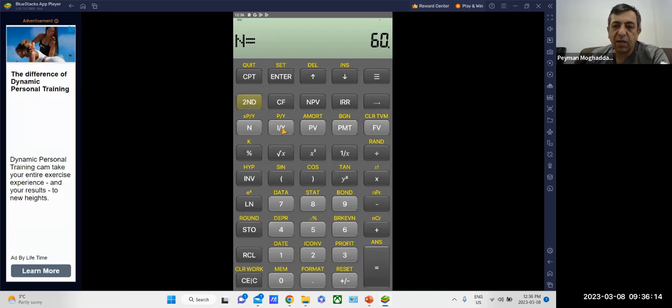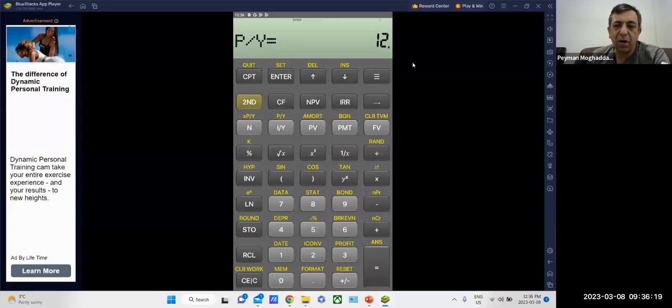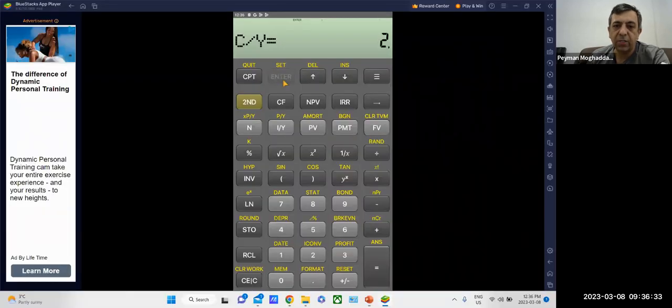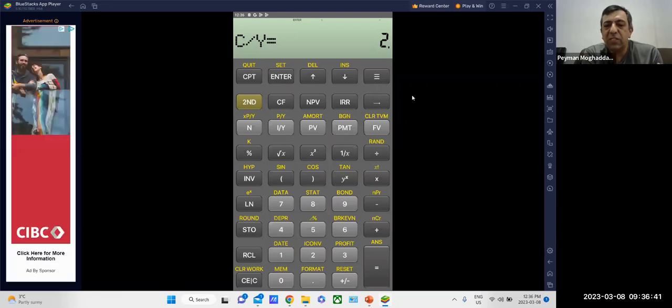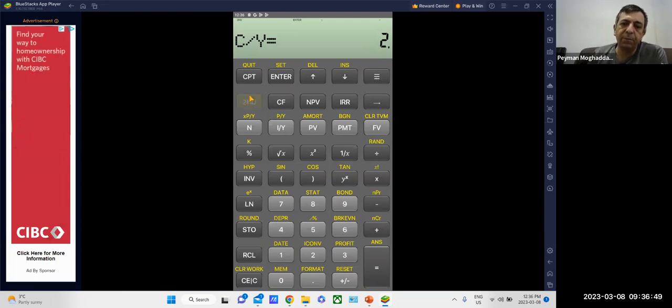So how many payments per year? As I said, paying quarterly, so 4 payments per year. And what's the compounding frequency per year? In this case, the compounding frequency is semi-annually, so compounding semi-annually means 2. So you have to set both P over Y and C over Y. When it's a general annuity, guys, you have to set P over Y and C over Y, both of them. When it's a simple annuity, P over Y and C over Y are the same. Okay, so quit. Now we have set everything right.